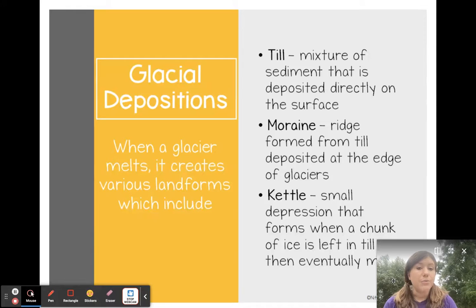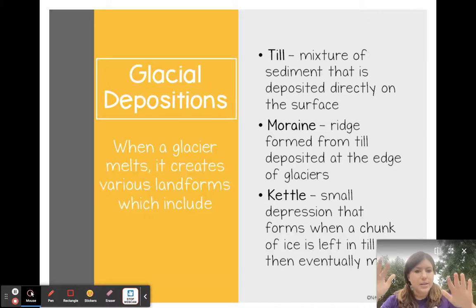A moraine is a ridge formed from till that will signify the edge of a glacier. A lot of times in the winter, as the glacier is growing, it kind of bulldozes a little mountain of sediment along the front of it. And when the glacier retreats, it'll leave that mountain of sediment there where the glacier ended, and that's a moraine.